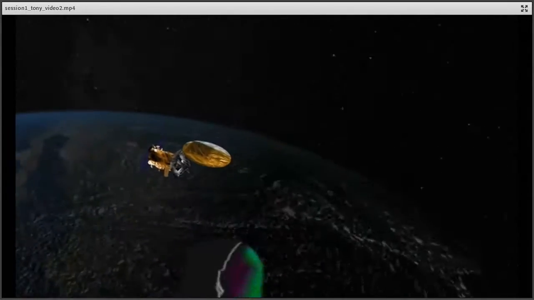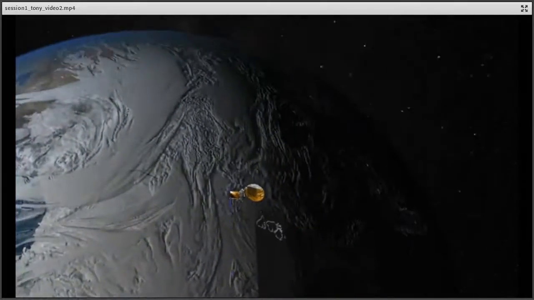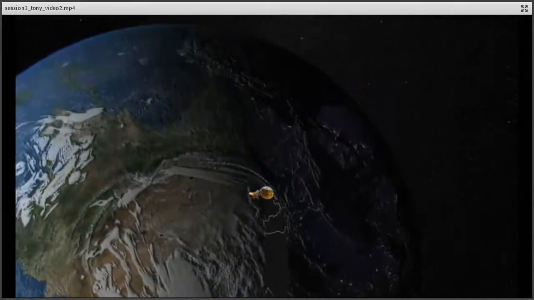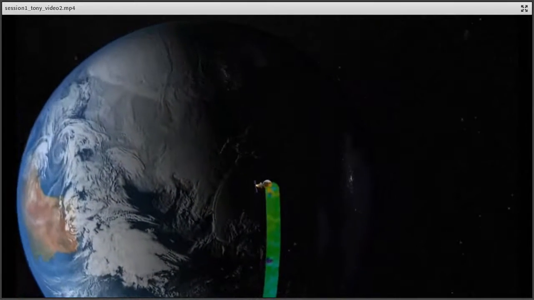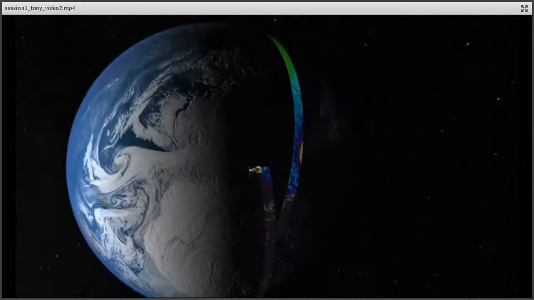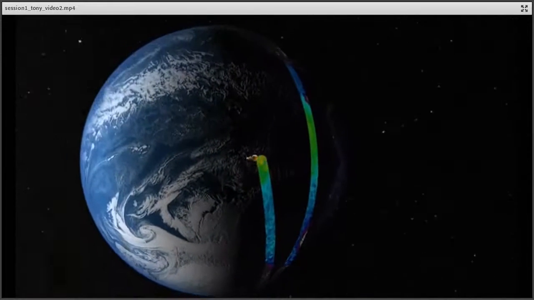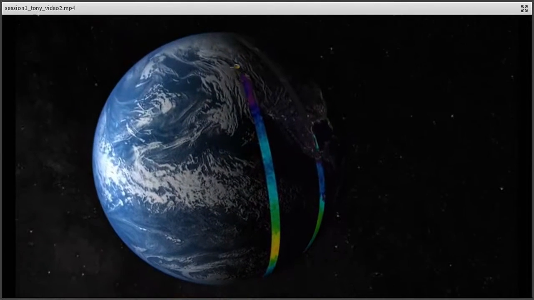And the color, so after 2 months, it begins to deliver data as shown by the color. And so the color there basically shows the measurements along the swath of the Aquarius, which I will describe a little bit later.